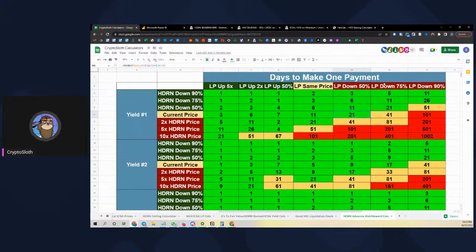Now, if the liquidity position goes down 75%, but the Hedron price stays the same, then you're at 41 days to make a single payment. So now the yield is no longer sustainable. The yield is no longer sufficient to sustain payments for your advance. And so because of that, eventually you would be in default if the liquidity price dropped down that much. But if the Hedron price dropped 50%, then you would be back in the green. Anything in red is basically you couldn't make a payment in 30 days based on that yield.